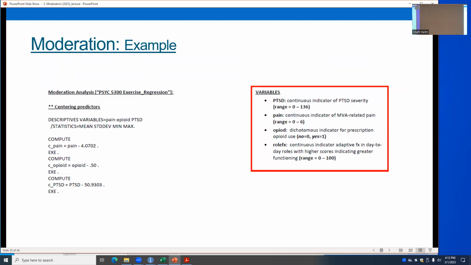But whether we're using a continuous moderator or a dichotomous moderator doesn't matter. We're still taking the same approach. It's just that if we have a dichotomous moderator, it gets easy because we're just flopping one way or the other, versus having to fool around with a standard deviation above and below.